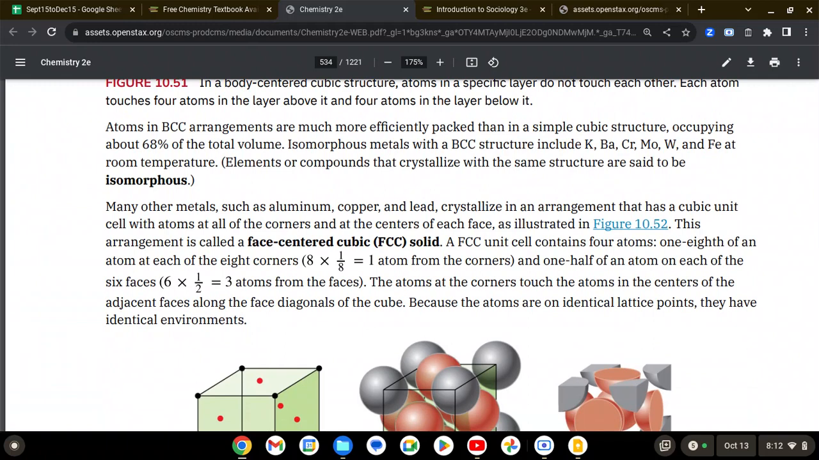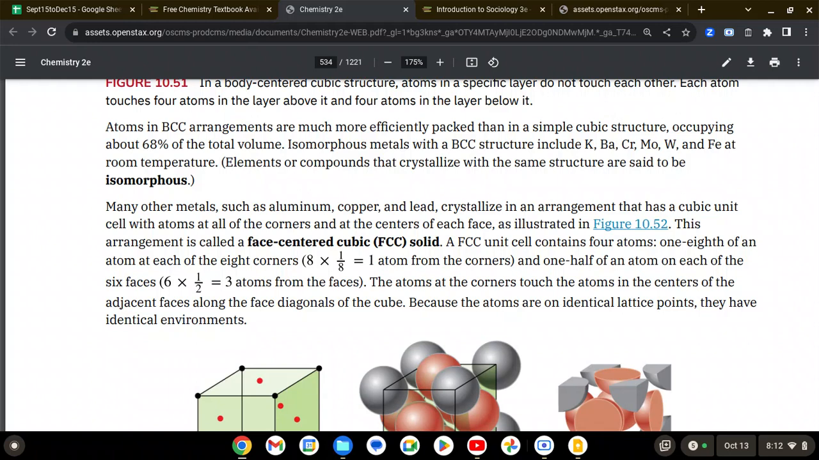Many other metals, such as aluminum, copper, and lead, crystallize in an arrangement that has a cubic unit cell with atoms at all of the corners and at the centers of each face, as illustrated in Figure 10.52. This arrangement is called a face-centered cubic solid. A face-centered cubic unit cell contains 4 atoms: 1/8 of an atom at each of the 8 corners, and 1/2 of an atom on each of the 6 faces.